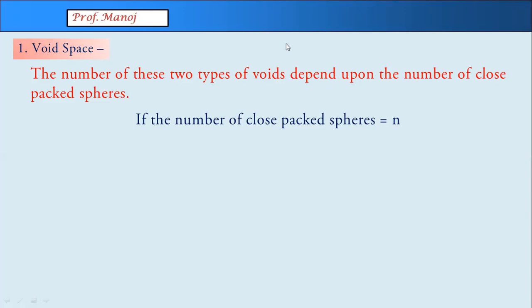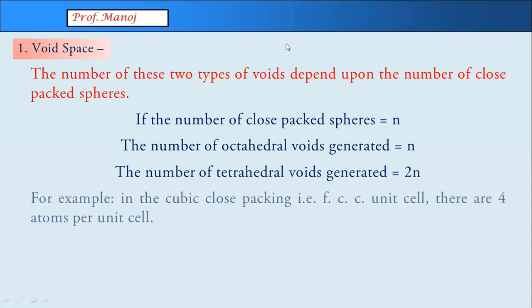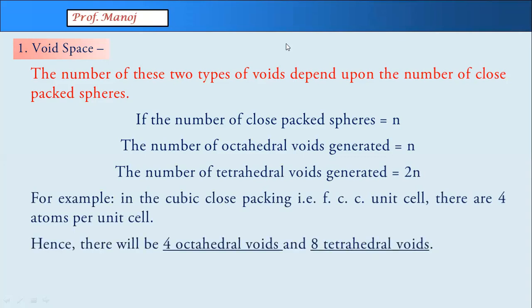So as many atoms are present in the system, the same number of octahedral voids are generated. So in FCC, there will be 4 octahedral voids generated. And there will be double the number of tetrahedral voids generated. We had seen all these things in the previous lecture. I'm just revising some points because we need this again. This is the same example which we saw last time.